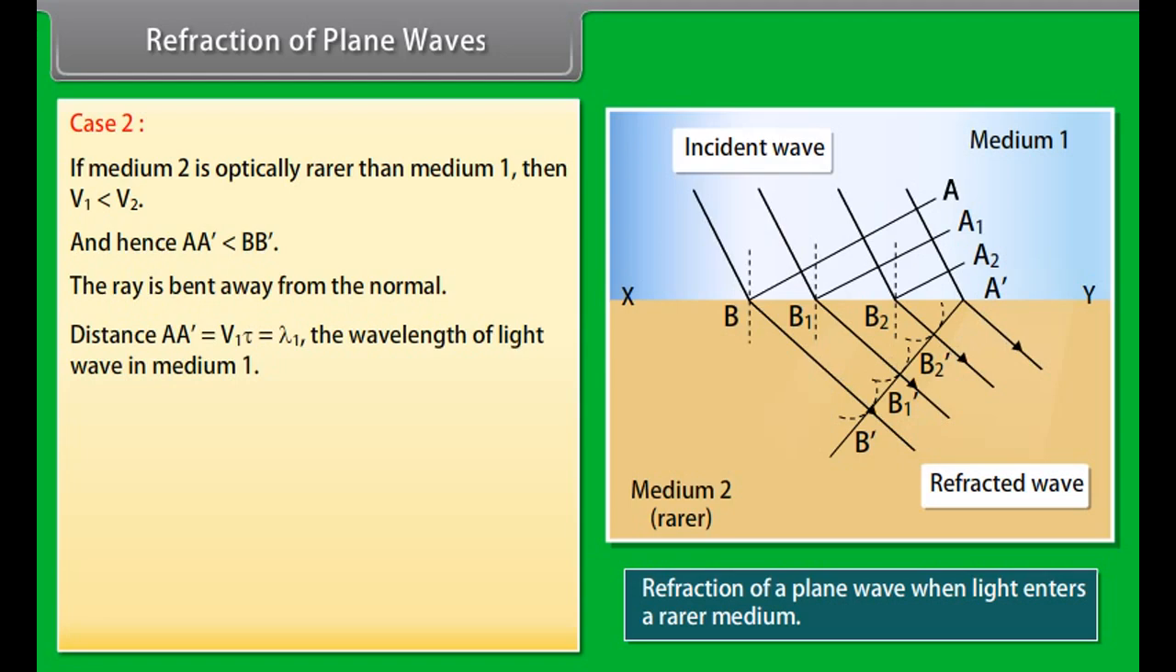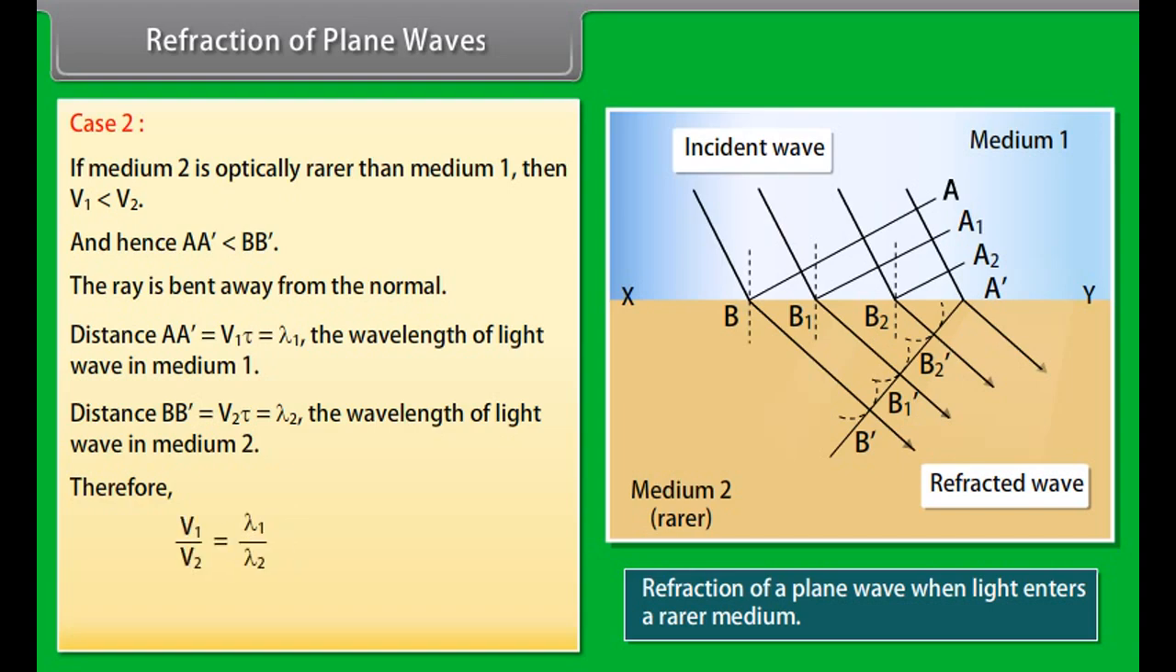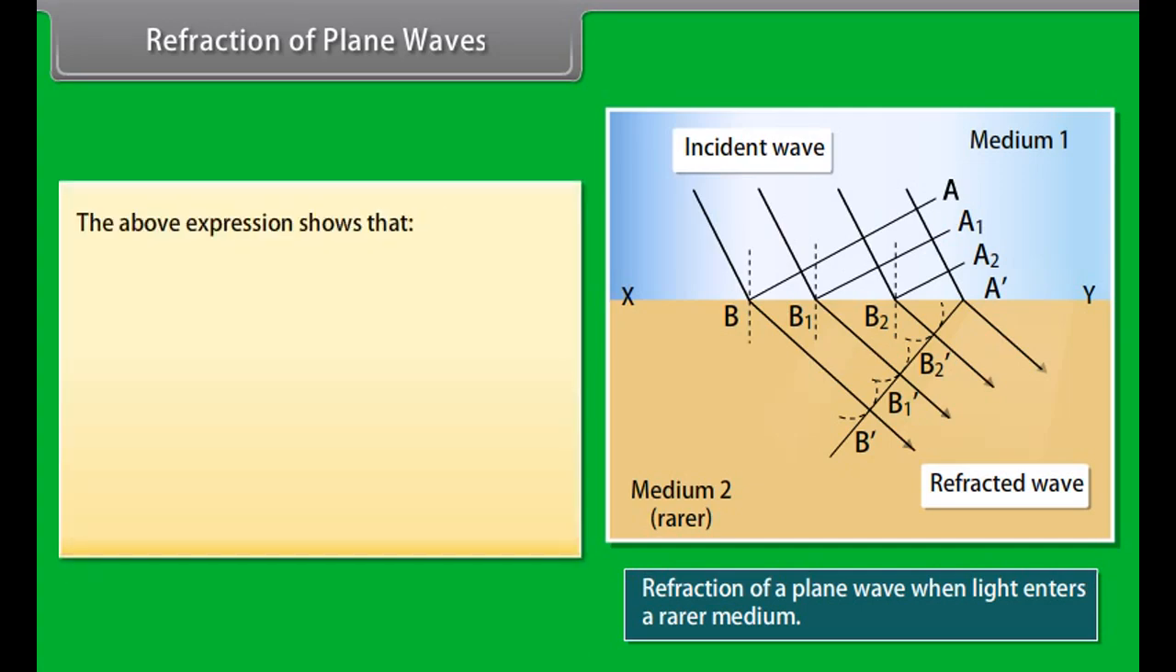Distance AA' is equal to V1 times t is equal to lambda 1, the wavelength of light wave in medium 1. Distance BB' is equal to V2 times t is equal to lambda 2, the wavelength of light wave in medium 2. Therefore, V1 by V2 is equal to lambda 1 by lambda 2, or it can be written as V1 by lambda 1 is equal to V2 by lambda 2 is equal to nu. The above expression shows that the frequency of the light wave remains unchanged during refraction.